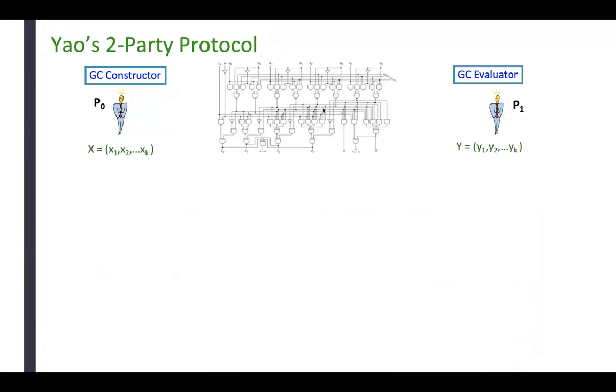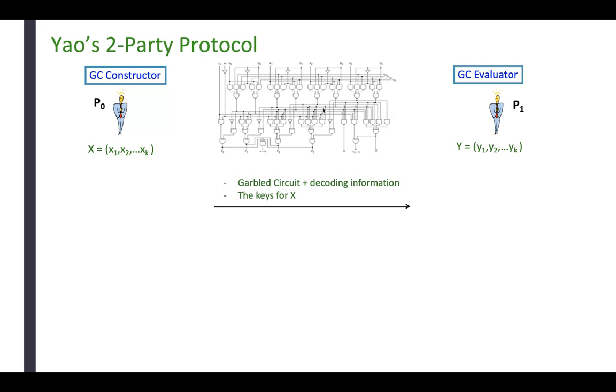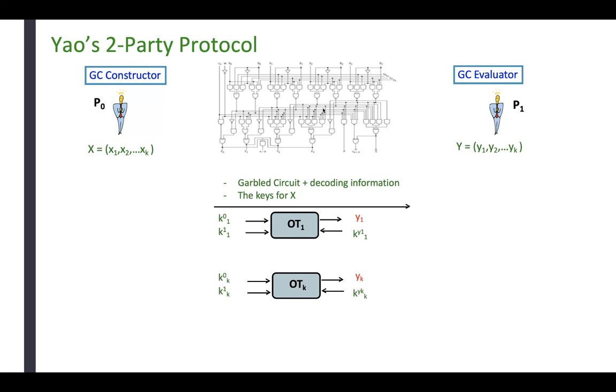In general, I have just demonstrated this for the very simple function of AND, but you can take any general Boolean function, and the general protocol will be very similar to what I just explained. P0 will simply make the garbled circuit, and it will send the garbled circuit and the decoding information to P1, and the keys corresponding to its own input, X. And for every input bit of P1, we are going to employ an oblivious transfer, wherein P0 will give the key pair as input, and P1 will put its bit as the input as a receiver, and it's going to get the corresponding key. And once it has all the keys corresponding to all the wires of the circuit, P1 will be able to evaluate the circuit and compute the function output, and using the decoding information it will get the clear text output and send it back to the parties.